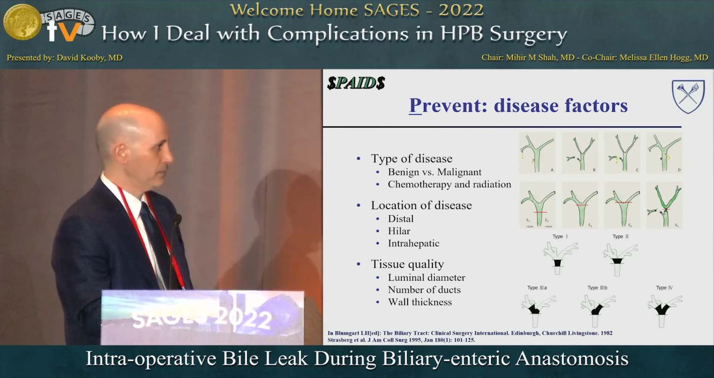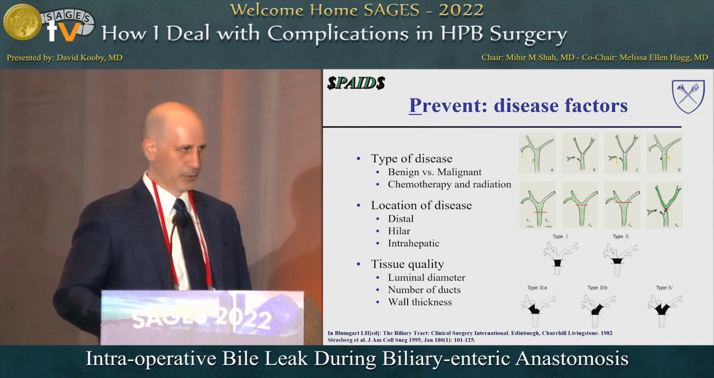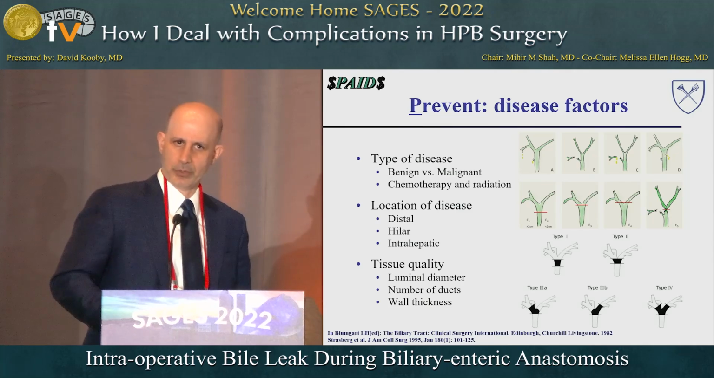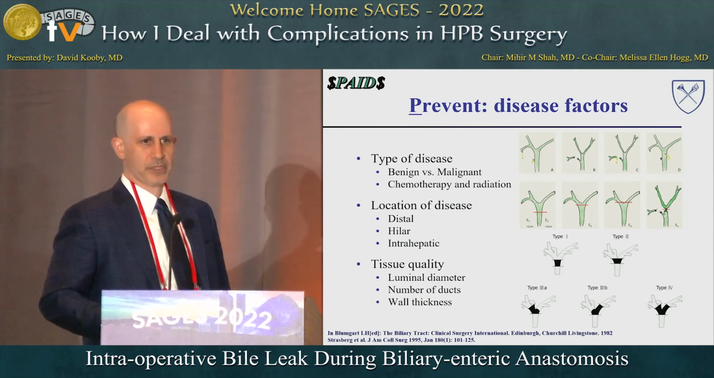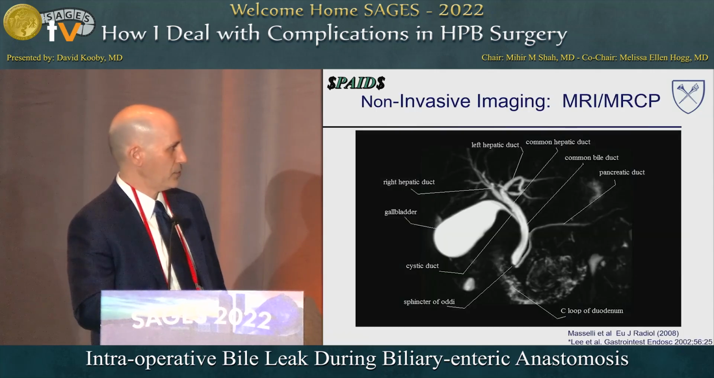Luminal diameter, certainly it's easier to sew to a nice, thick, dilated duct, just like in the pancreas. Matters in the bile duct as well. Certainly the higher you go in the reconstruction, now you may not be faced with sewing one duct together, but maybe several. And then the wall thickness, as I mentioned.